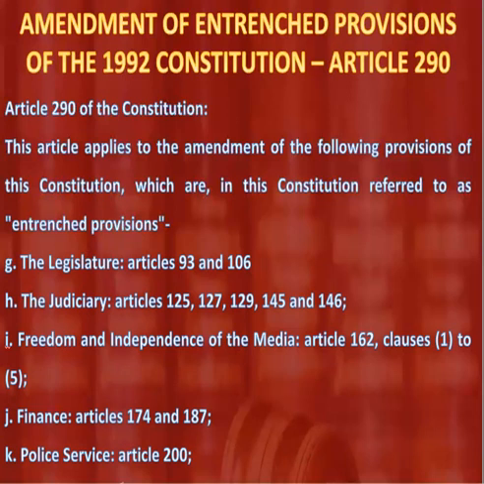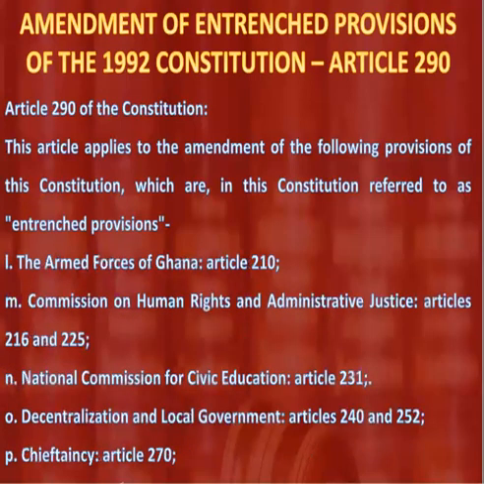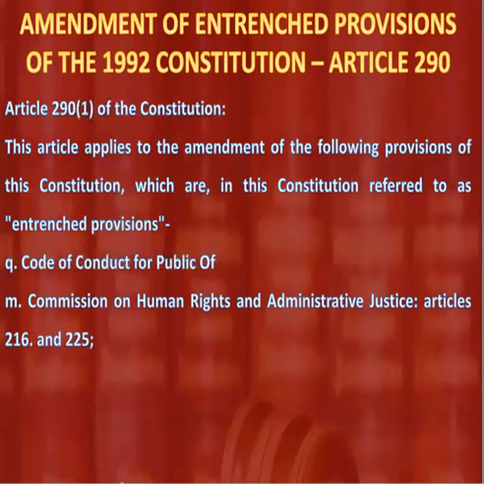Then we have Commission on Human Rights and Administrative Justice, Articles 216 and 225. We also have National Commission for Civic Education, Article 231. We also have Decentralization and Local Governments, Articles 240 and 252. We also have Chieftaincy, and that's under Article 270. Then we have Code of Conduct for Public Officers, Article 286. And we have Amendment of the Constitution, Chapter 25. And finally, Miscellaneous, Articles 293 and 299 of the Constitution.